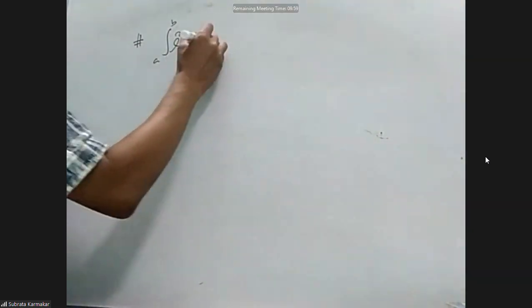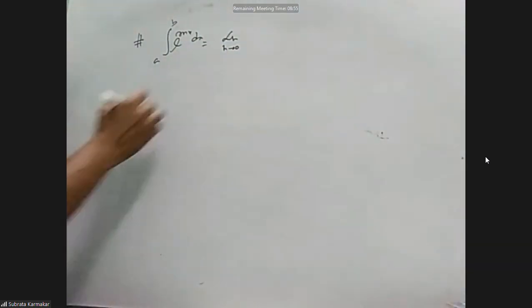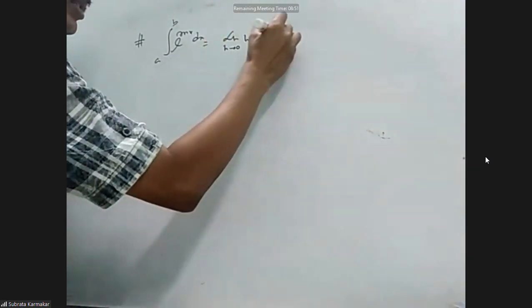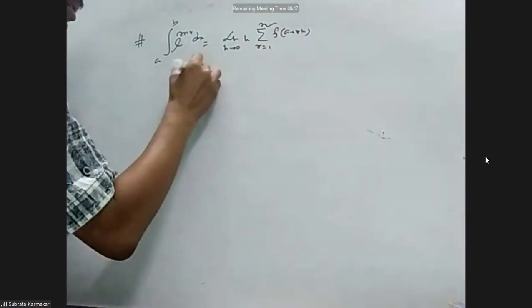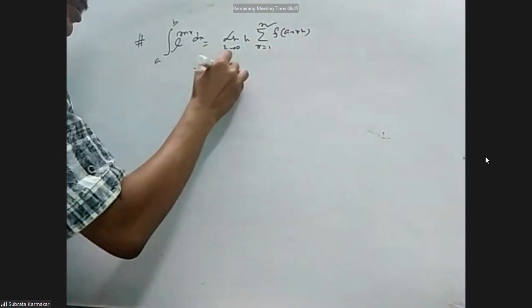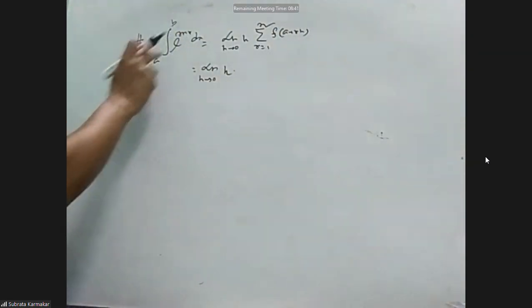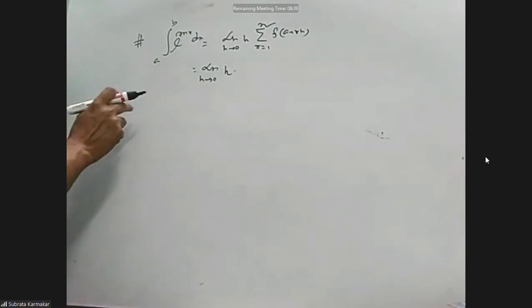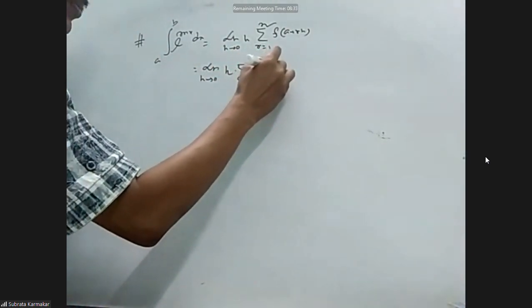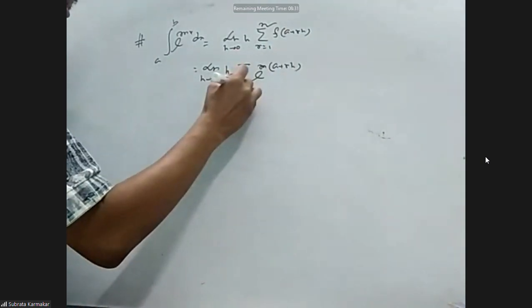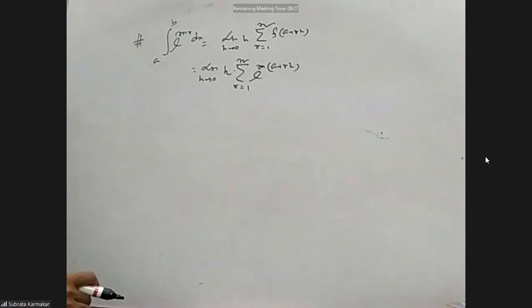Here, directly I am doing, since now you understood, limit h tends to 0, h into summation f of a plus rh, r from 1 to n. So limit h tends to 0, h into f of a plus rh means e to the power. Directly I am writing one line, then you will understand. Summation e to the power m into a plus rh, r from 1 to n.